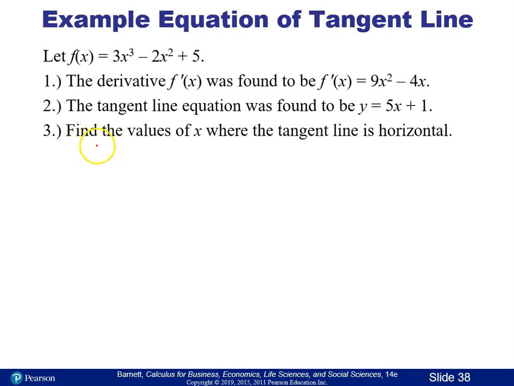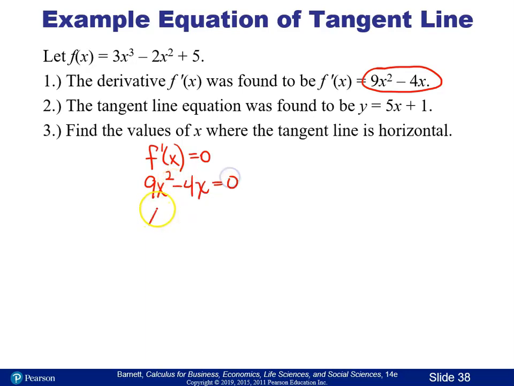All right, and last, find the values of x where the tangent line is horizontal. In order to do that, we basically need to know where the slope is 0, because that's where we would have a horizontal tangent line. So we want to see when the derivative is equal to 0, when 9x squared minus 4x is equal to 0.